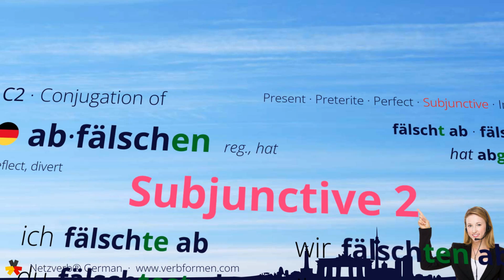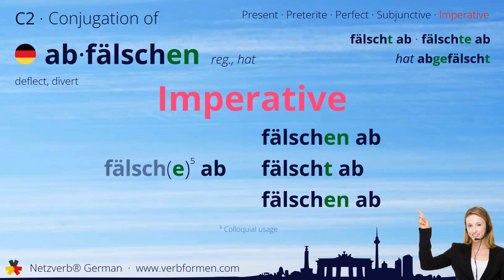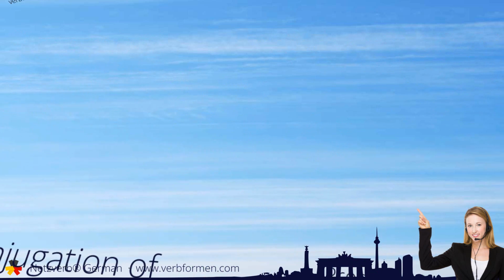And finally, we'll cover the imperative. Fälsche ab du. Fälschen ab wir. Fälscht ab ihr. Fälschen ab sie. That was our today's learning video about the verb abfälschen.